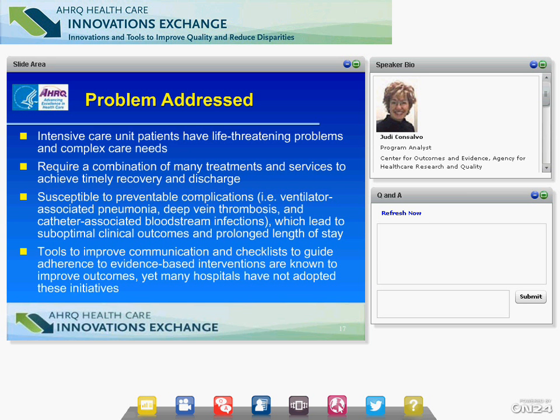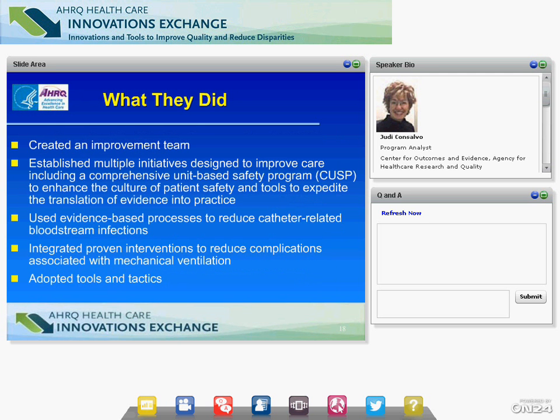So the hook to move to action are these tools to improve communication and checklists. And this particular group of innovators moved forward, and here's a description of what they did. They created an improvement team. Each participating ICU had an improvement team that led the implementation of multiple initiatives, including a comprehensive unit-based safety program, or what we now know as the CUSP program, to enhance the culture of patient safety and tools, and to expedite translation of evidence into practice. So this was their improvement team.